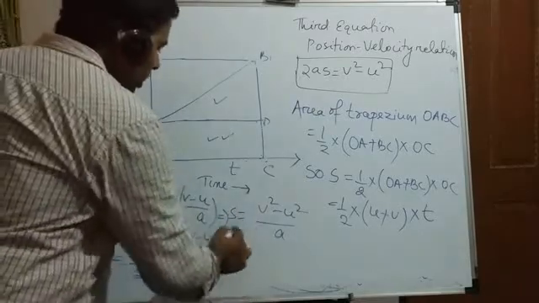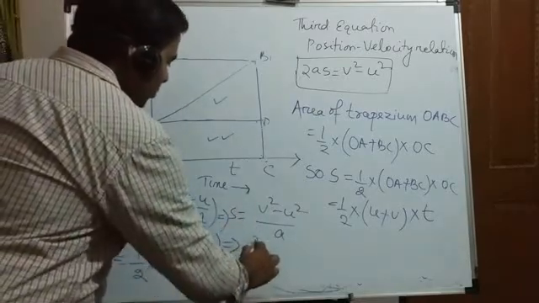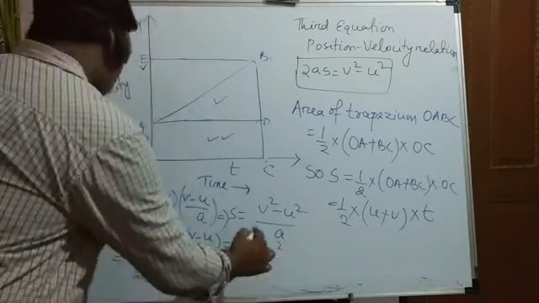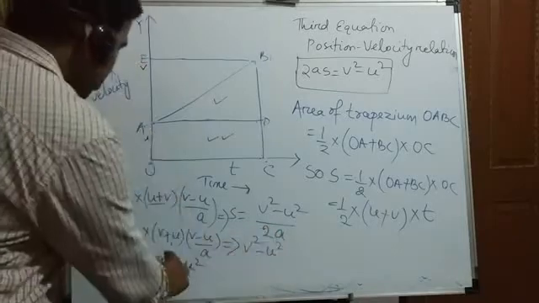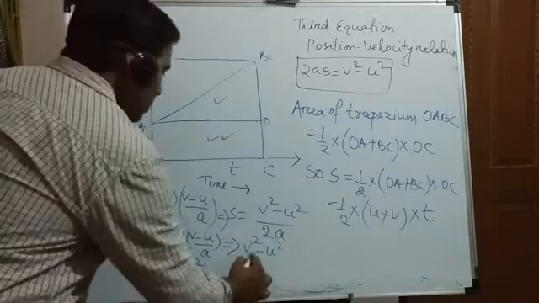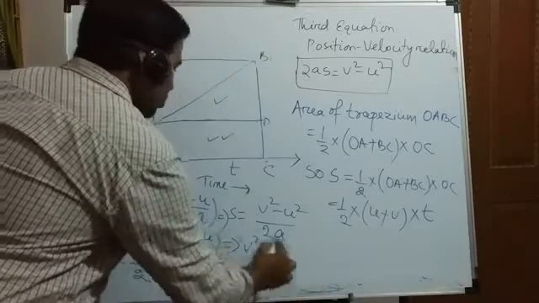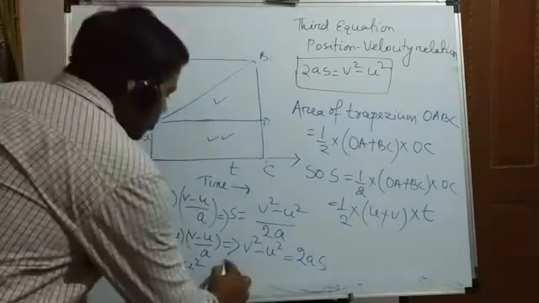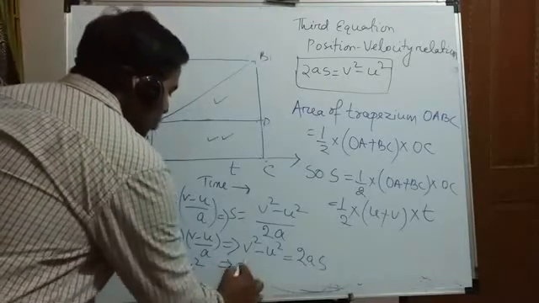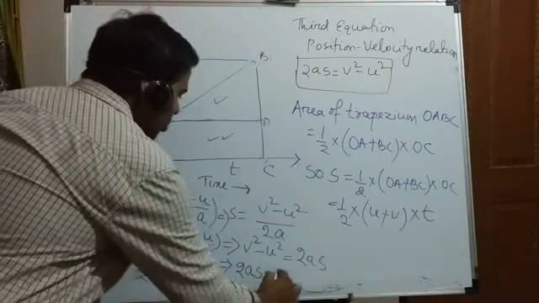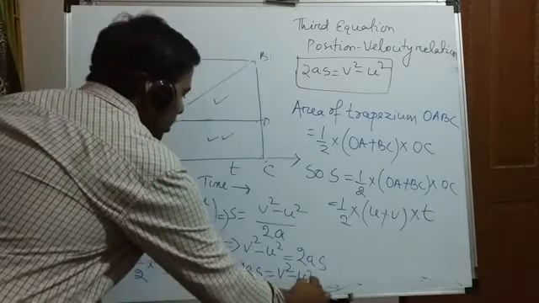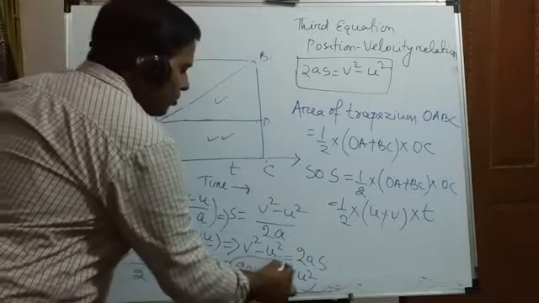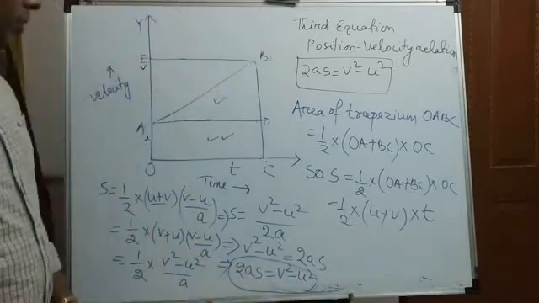Just cross multiply. V square minus U square divided by 2A, so V square minus U square is equal to 2AS, which implies that 2AS is equal to V square minus U square. This is the third equation of motion.